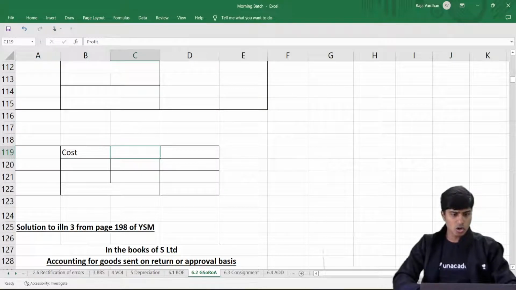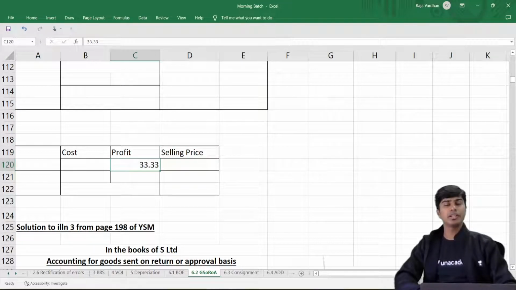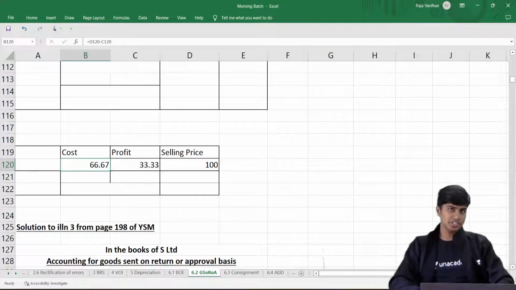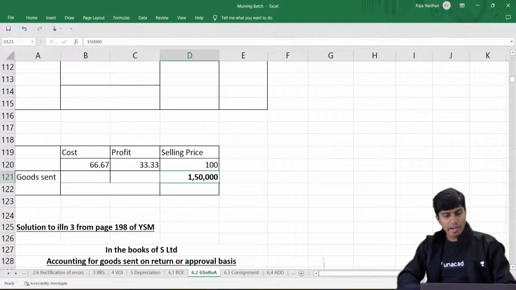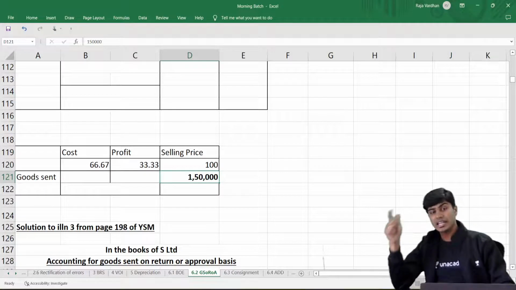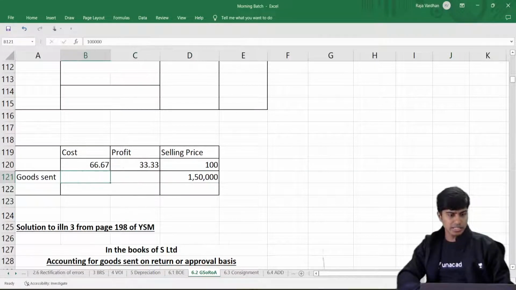Let's quickly do some math now. Tell me how much is the cost, profit and selling price. Profit is 33.33. This time selling price is 100 because profit as a percentage is given on selling price, and the cost would become 66.67, being 100 minus 33.33. In this case, goods sent is 1,50,000 worth, meaning 1,50,000 is the selling price.